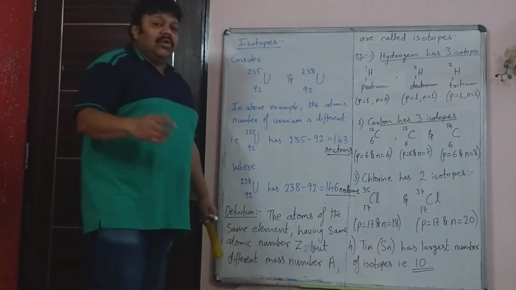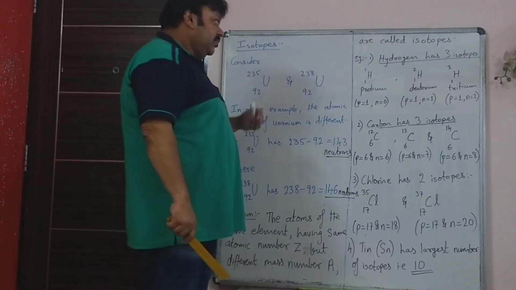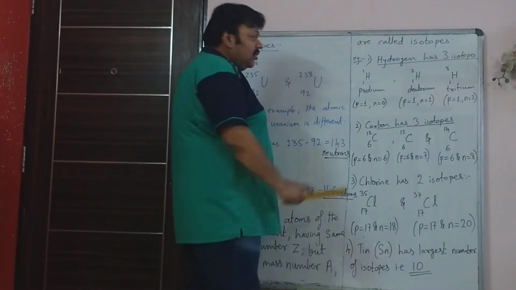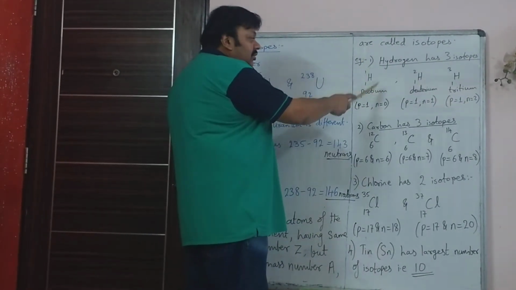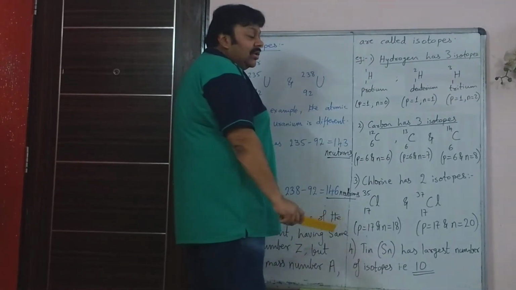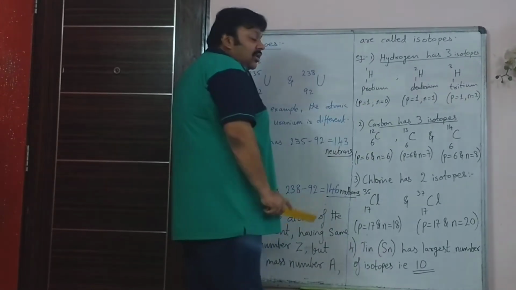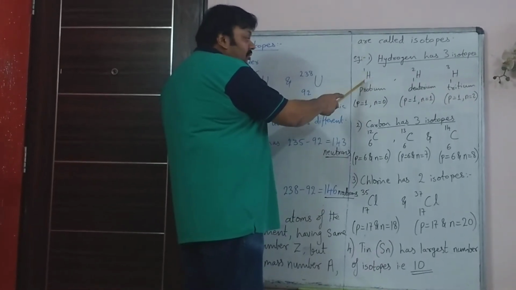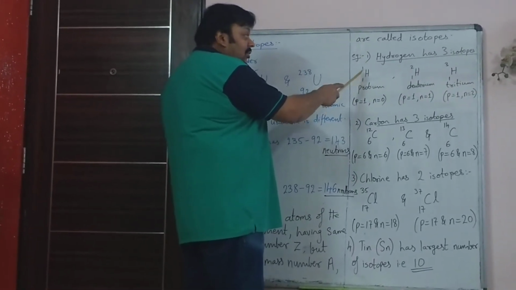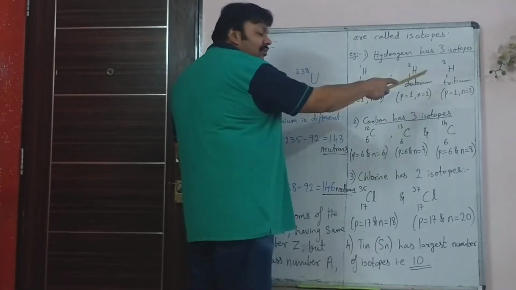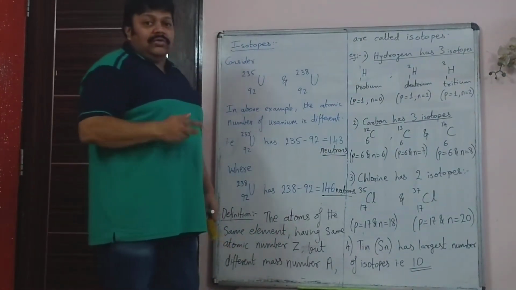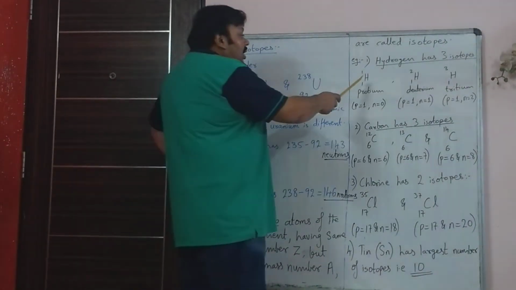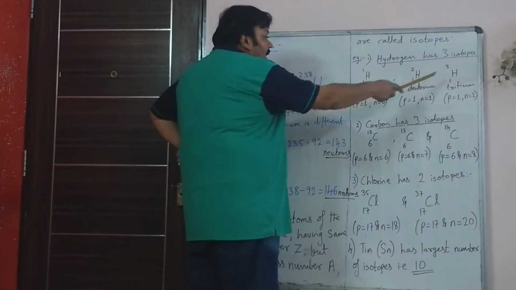So let's see some more examples of isotopes. Hydrogen has 3 isotopes. Protium is the hydrogen that is commonly present everywhere abundantly. It has the atomic number 1. The atomic number of all of them will be 1 only. That's why it is hydrogen. If it becomes 2, it is another element, helium. So hydrogen has atomic number 1.